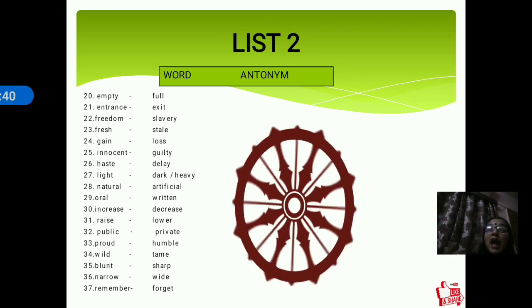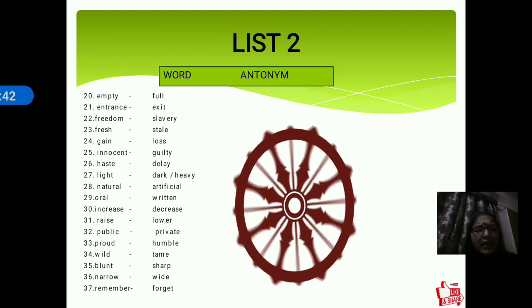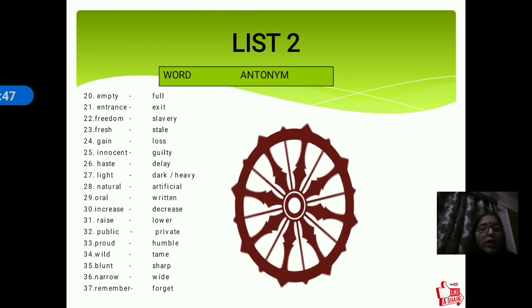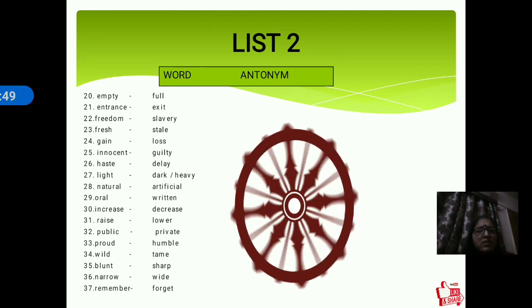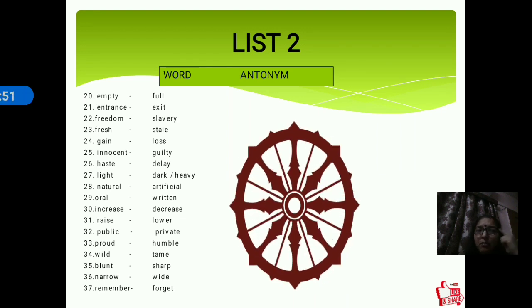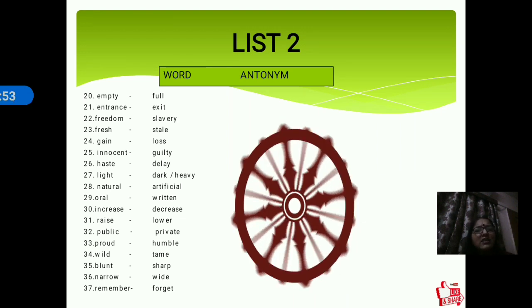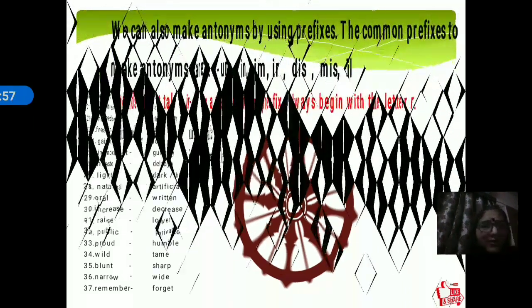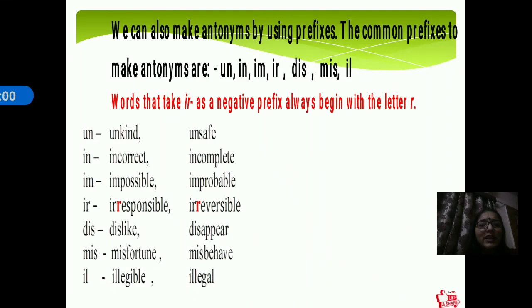Then we have narrow. Okay, like a thin ribbon. Okay, opposite of that is wide, the roads are wide. Okay, narrow lanes. Okay, remember, when we keep remembering things. Okay, opposite of that is forget, we keep forgetting certain things. For example, the birthdays or exams, you forget the answers also.